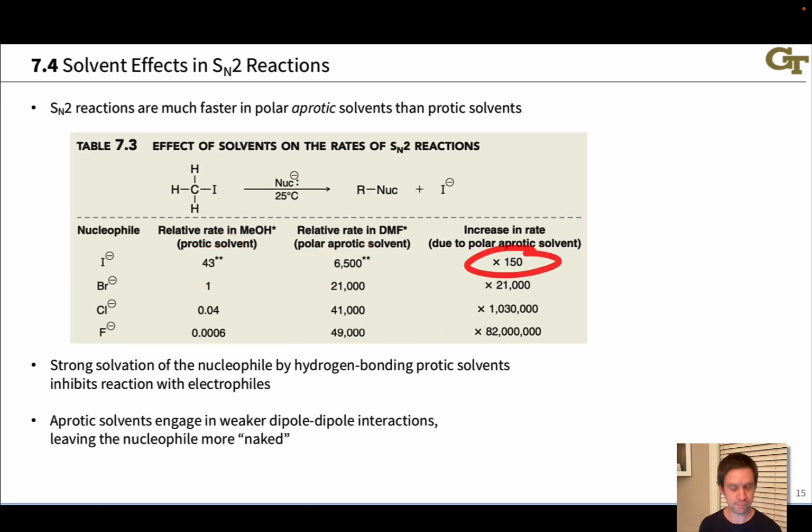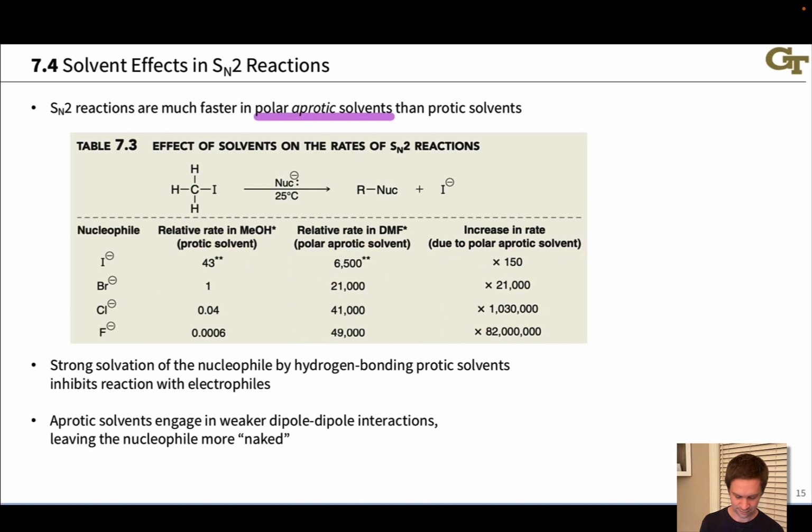It's about 2 orders of magnitude for iodide, about 4 orders of magnitude for bromide, we're up over 1 million times for chloride, and 82 million times faster in the case of a fluoride nucleophile in the polar aprotic DMF relative to the polar protic methanol. So very clearly then, polar aprotic solvents are advantageous to the rate of SN2 reactions.